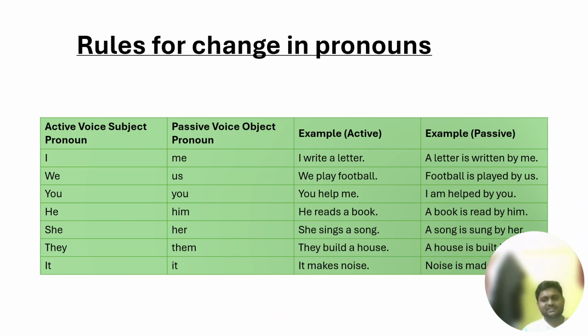There is also a change in pronouns, such as if in active voice we use I, we have to use me in the passive form. In the same way, we becomes us, you remains unchanged. He becomes him, she becomes her, they become them, and it also remains unchanged. You can see the table and you can also see the examples. By example, it is quite clear how we can use pronouns while changing a sentence from active to passive.